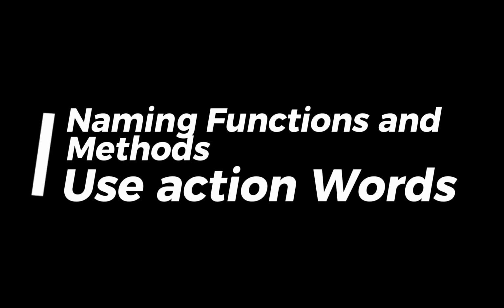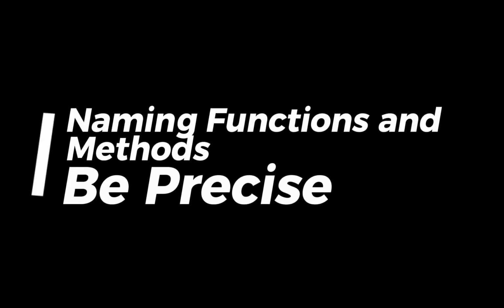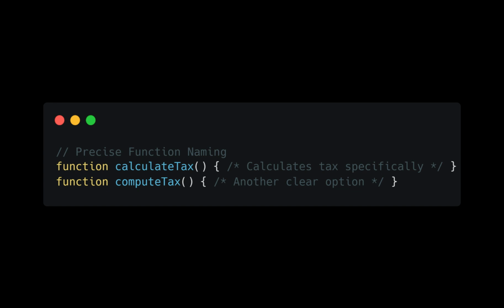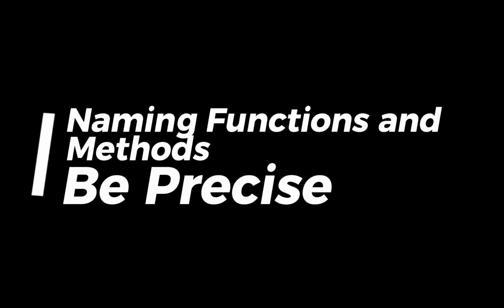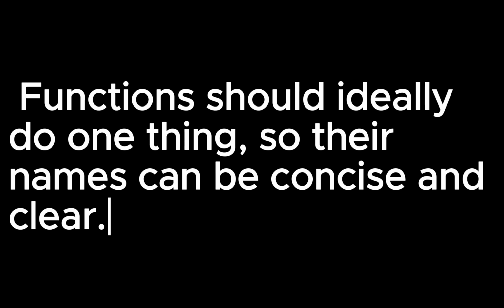Functions and methods should be named after what they do. Start with a verb that describes the function's purpose. For instance, calculate total, fetch user data, or send email. A function that calculates taxes shouldn't be just called calculate. Name it calculate tax or compute tax. Functions should ideally do one thing, so their name can be concise and clear.